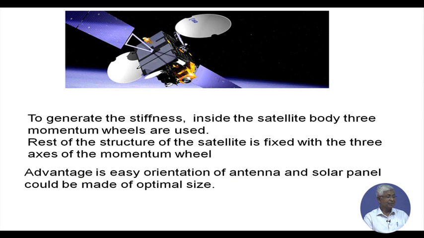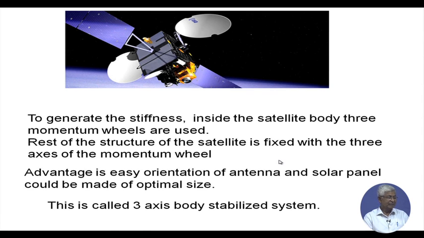An advantage is easy orientation. Satellite structure can be rectangular shape or any other shape, and the solar panel could be made of optimal size, always oriented toward the sun. Antennas can be pointed to the service area. So nowadays most of the satellites are this 3 axis body stabilized system. That is the present form of the satellite. So this is a very brief description of what we have seen in attitude and orbit control system.